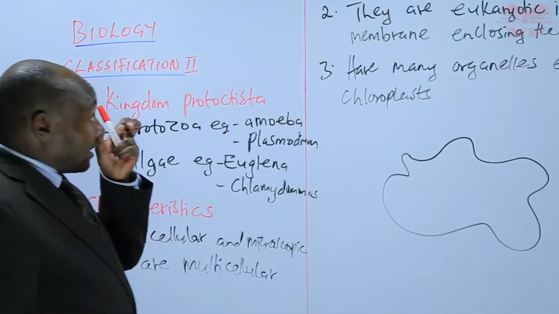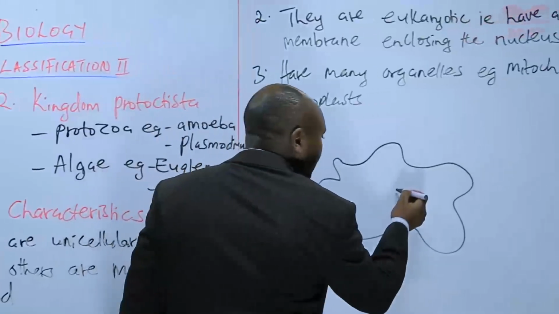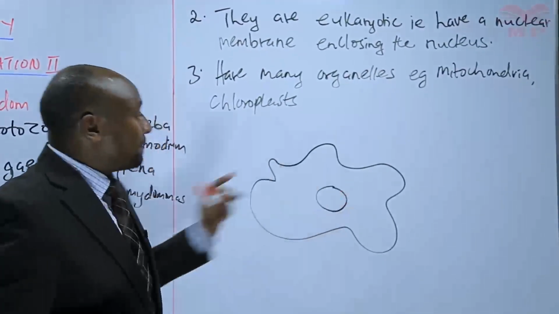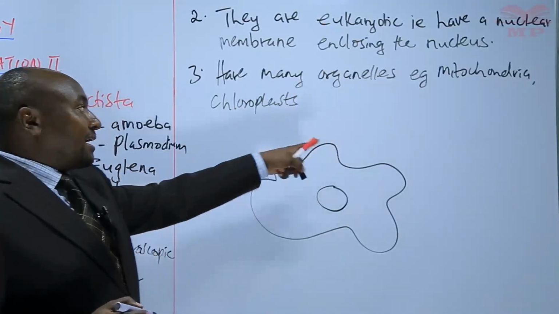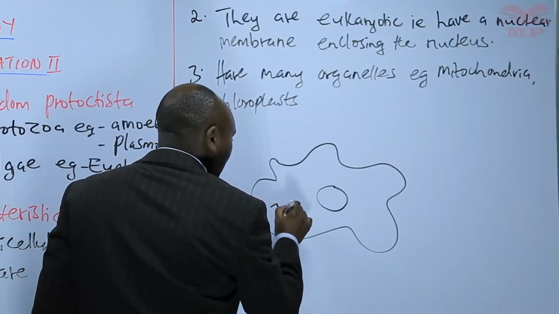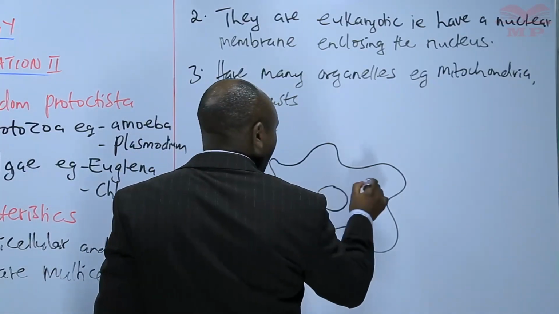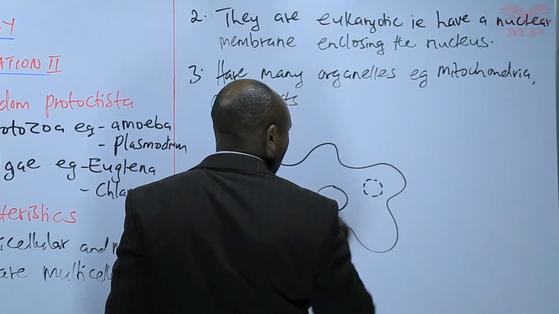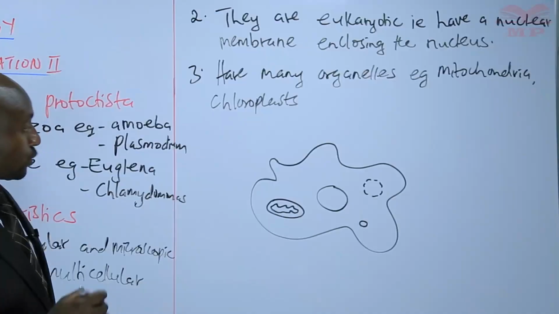The other characteristic, we've said that it has a nuclear membrane. So we have a nucleus there, and that nucleus is enclosed by a nuclear membrane. Then we are saying that there are other organelles that are found there. So you may have things like the mitochondria. You may have others such as the contractile vacuole. We may have others such as the food vacuole.